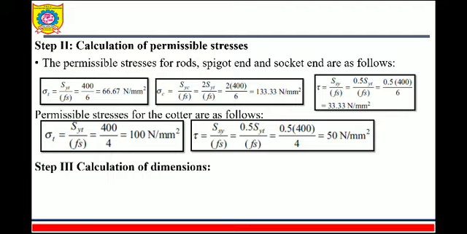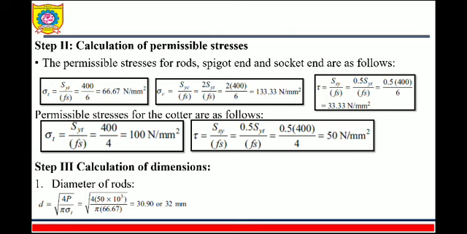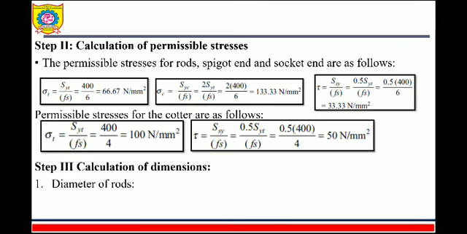After calculating permissible stresses, we have to go for calculation of dimensions. So here we are going to follow design procedure now. Okay, so what is the diameter of rod? d is equal to under root 4P upon pi sigma t. If we put the value 4P, 50 kilonewton, that is 50 into 10 raised to 3 divided by pi into 66.67, so diameter is equal to 30.90, that is 32 mm. Okay, this we have calculated.